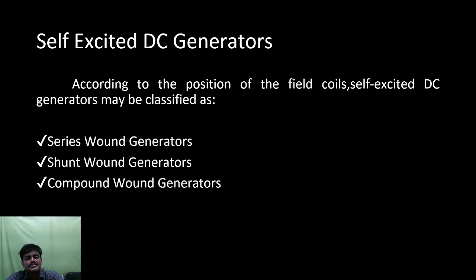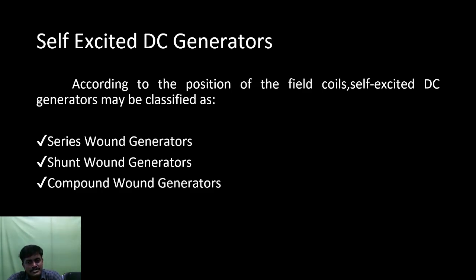In the self-excited DC generator also we have 3 classifications. According to the position of the field coil, self-excited DC generators may be classified as series wound generator, shunt wound generator and compound wound generator. Series wound generator means the field coil is in series with the armature coil.